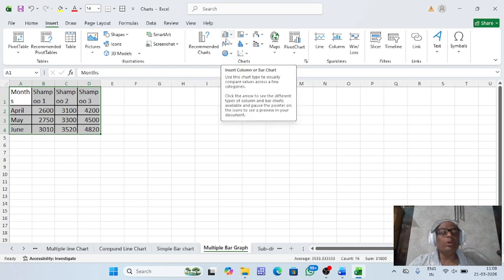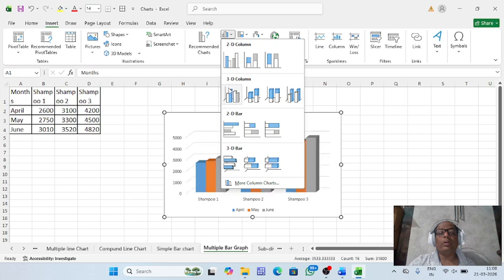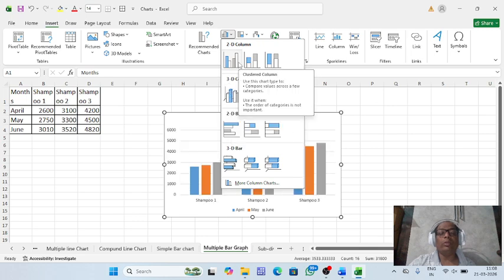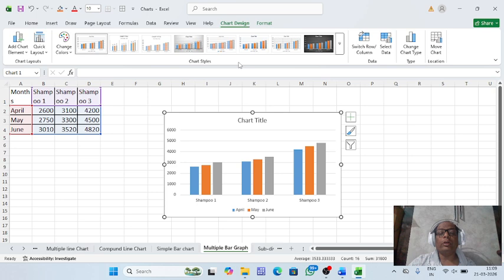So what we'll do, we'll go for this chart, then 3D column or 2D column, whatever. You'll pick it, click it, and you'll see that April is blue, May is orange, and June is gray. And shampoo 1, shampoo 2, shampoo 3 are the three categories of shampoo. From this you can see that shampoo 3's sales in all the months are higher compared to shampoo 1 and shampoo 2. So this is all about the multiple bar chart.